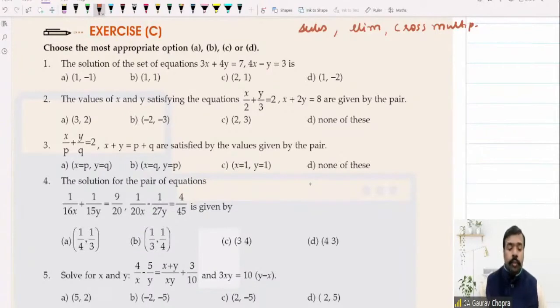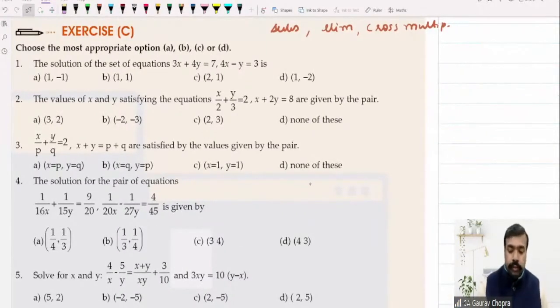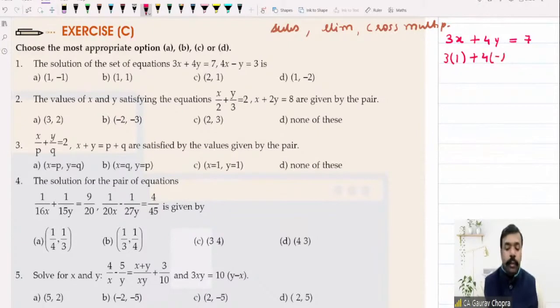So if we substitute option number 1 in the first equation, what will happen? The first equation says 3x plus 4y is equal to 7. If in place of x we put 1 and in place of y we put -1, what is the result? It is -1. That means we are not getting 7. So option number A is incorrect.